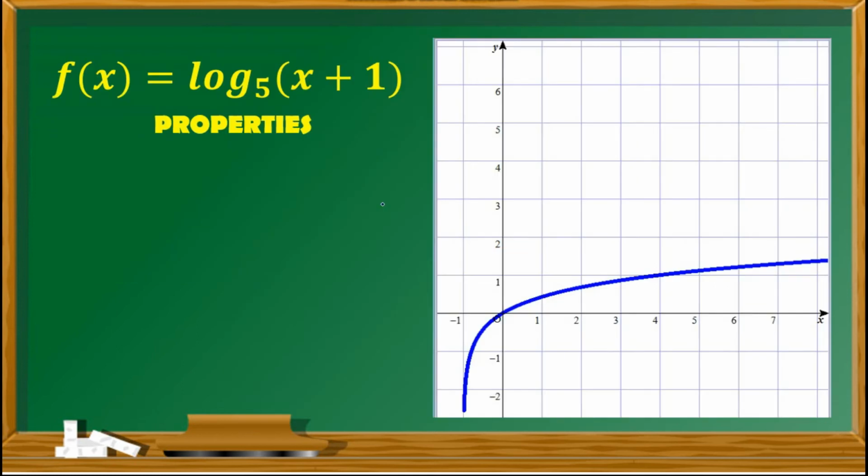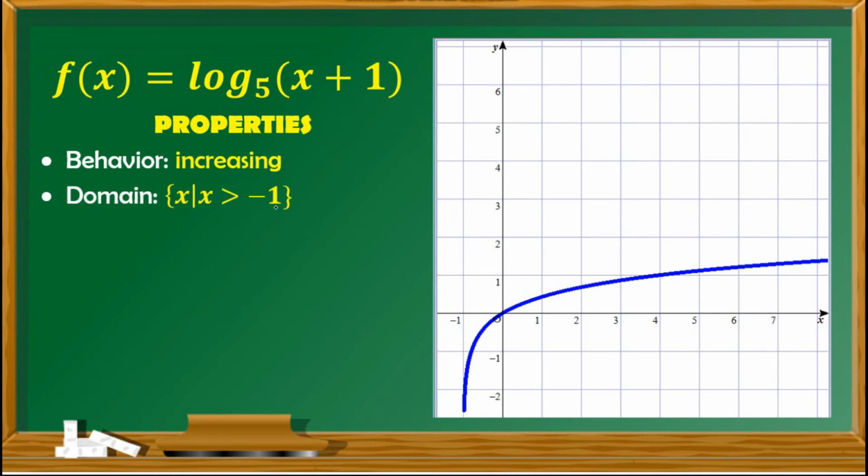Let us have another example. Find the properties of f of x is equal to the logarithm of x plus 1 with base 5. As for the behavior, since the base is greater than 1, then it is increasing. Next is the domain. Look at the graph. The values of x are found greater than -1. Therefore, we have x greater than -1.